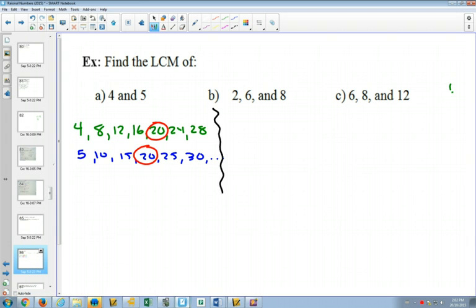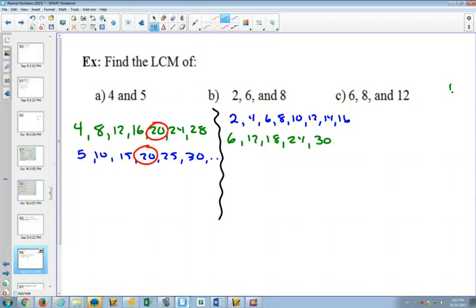So for part B, if we do multiples of 2 in blue: 2, 4, 6, 8, 10, 12, 14, 16. Is that going to be enough? And I do my multiples of 6 in green. And I do my multiples of 8 in red. Do we have any in common?